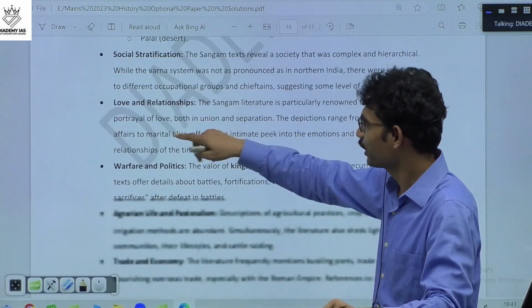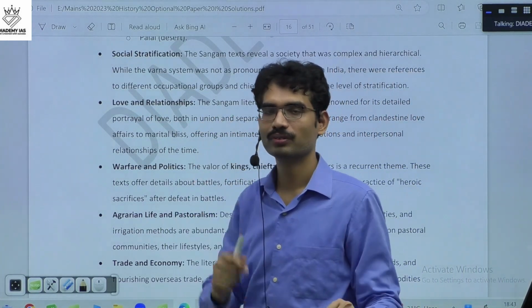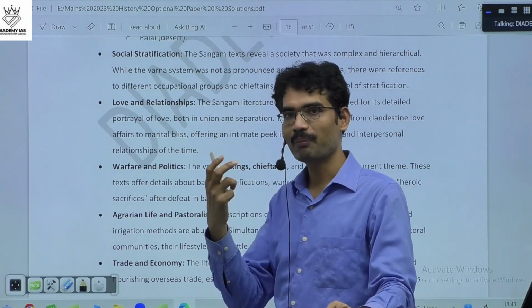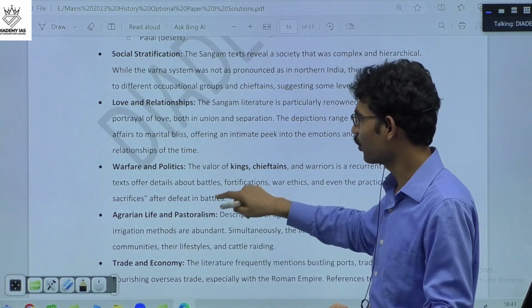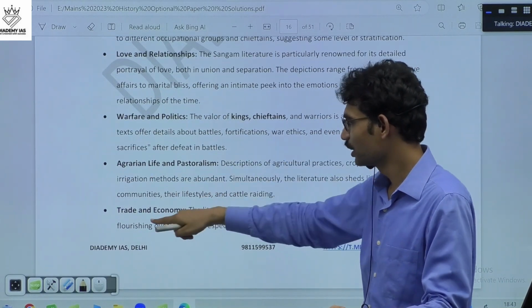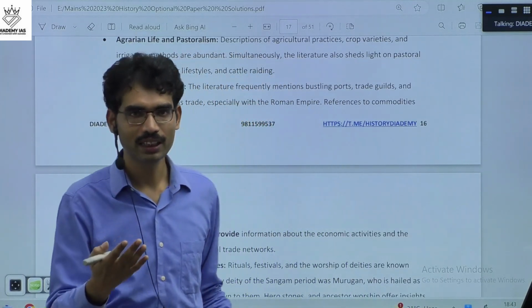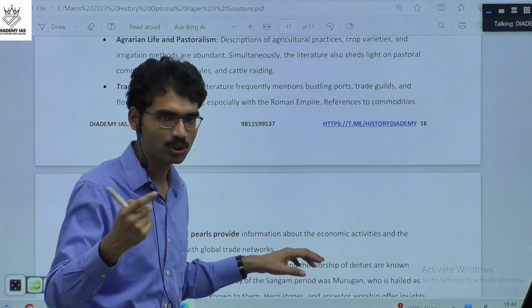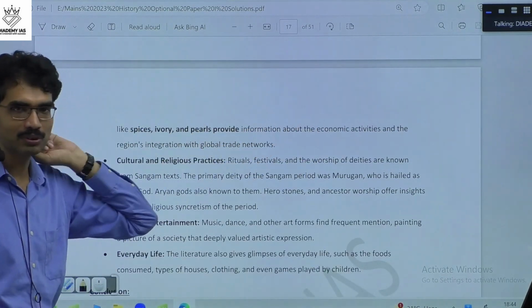Now you write about the Aham and Puram. Two types of literature were there. They mainly talk about love and war. So you write about the love relationship, warfare and politics, then agricultural life, trade and economy. You are going to mention different industries, different ports also during that time period, different items of trade.